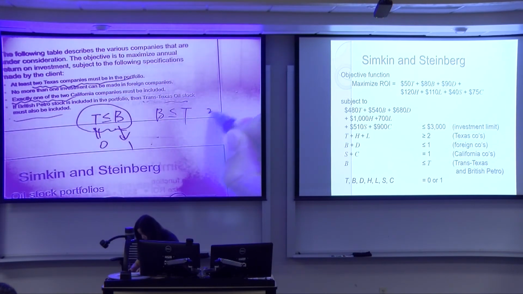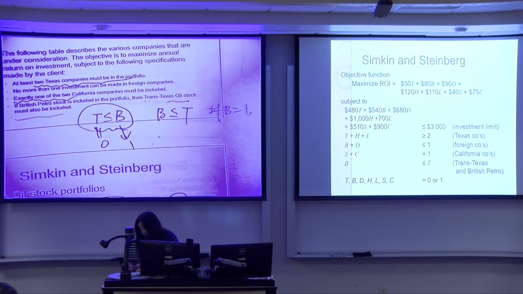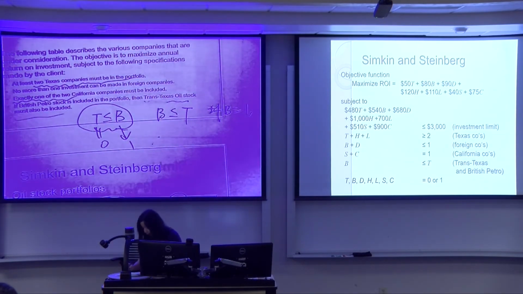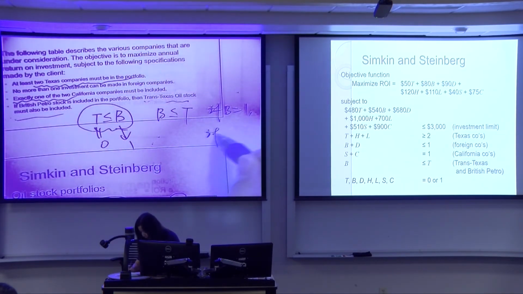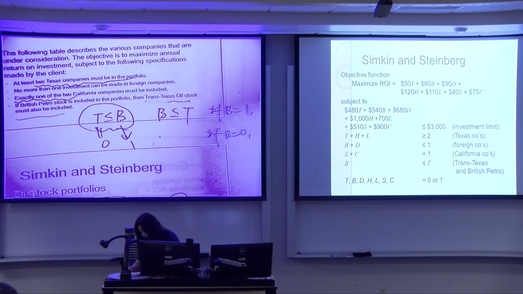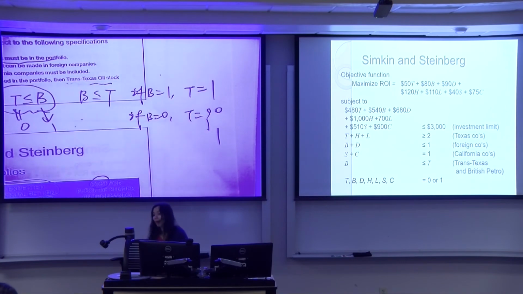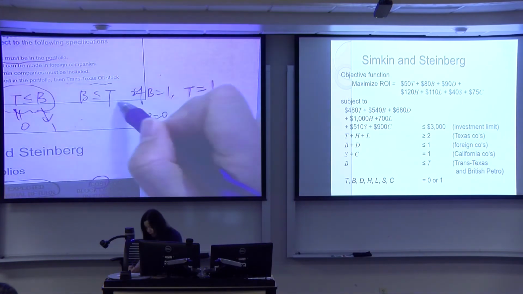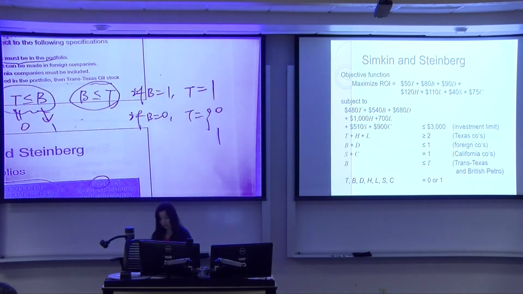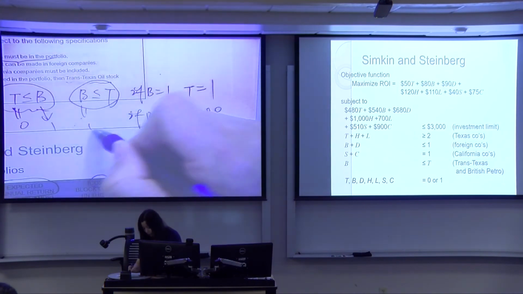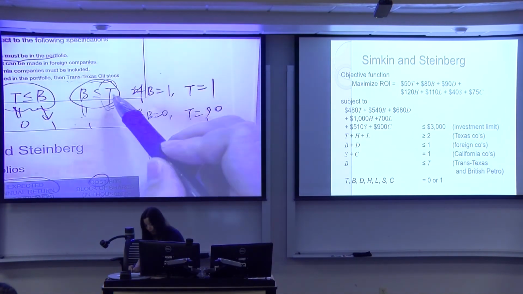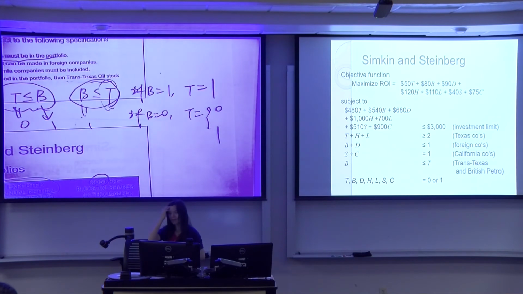If B equal to 1, then T must equal 1. If B equal to 0, T could be either 0 or 1. Okay? That's why you have this B less than or equal to T. So in other words, if B equal to 1, T must be equal to 1. So T greater than or equal to B. Okay? Is this clear? Yes? Okay.